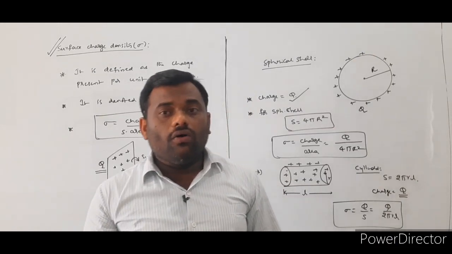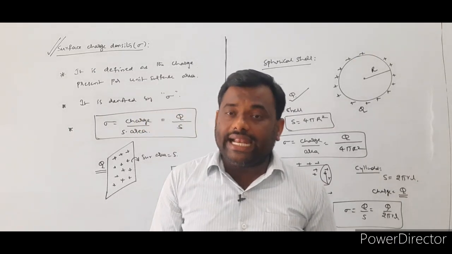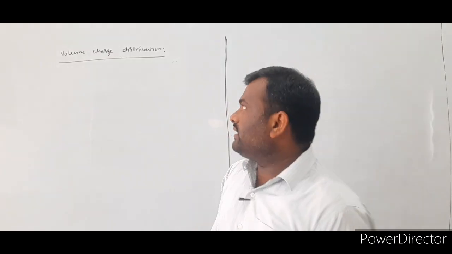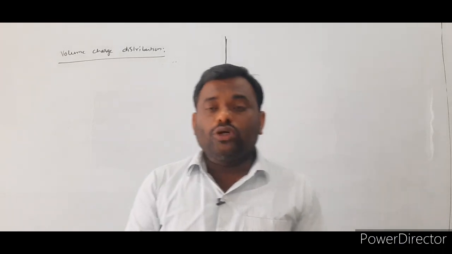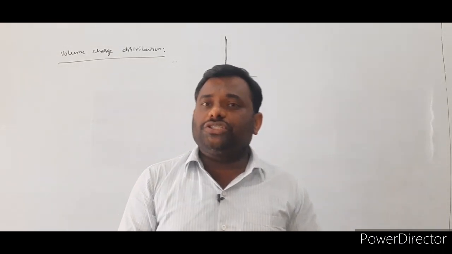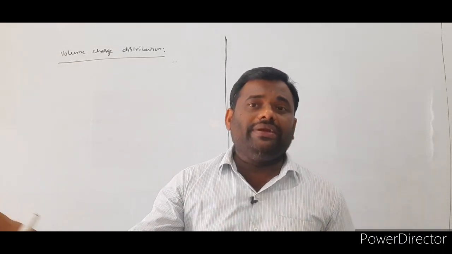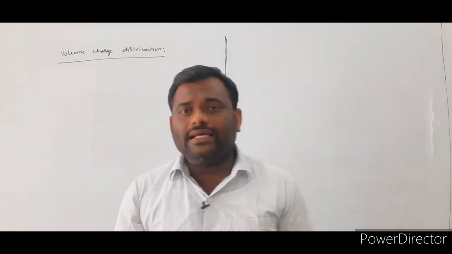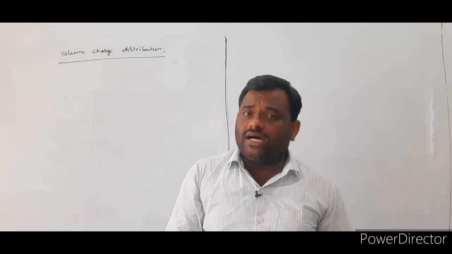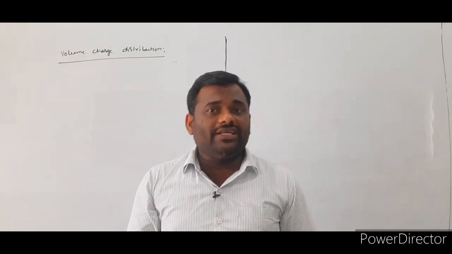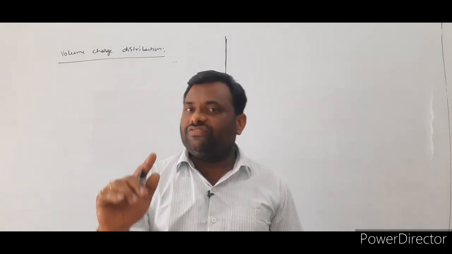The third one is volume charge distribution. Up to now what we discussed: linear charge distribution means charge is uniformly distributed over its entire length, and surface charge density means that whatever charge is given, the entire charge is uniformly distributed over its entire surface area.